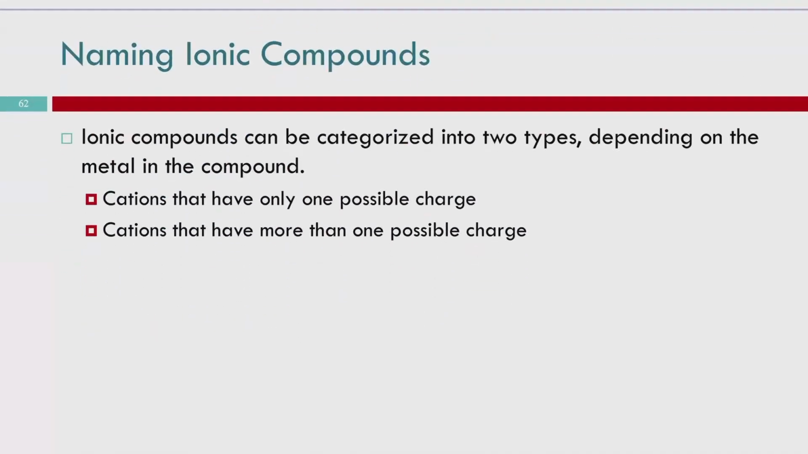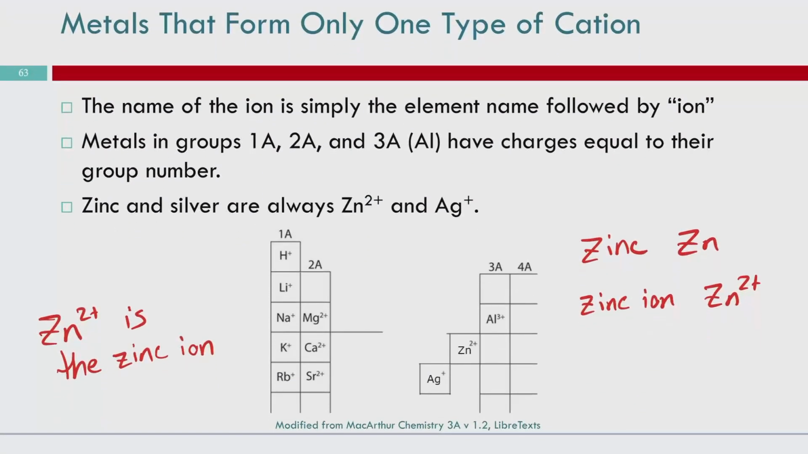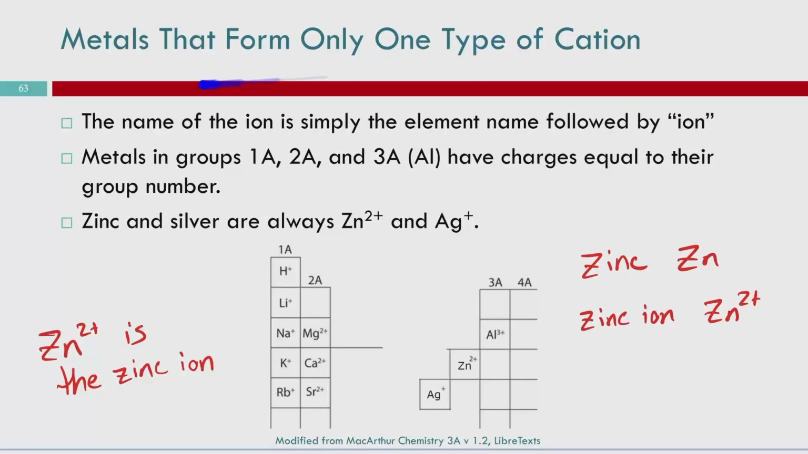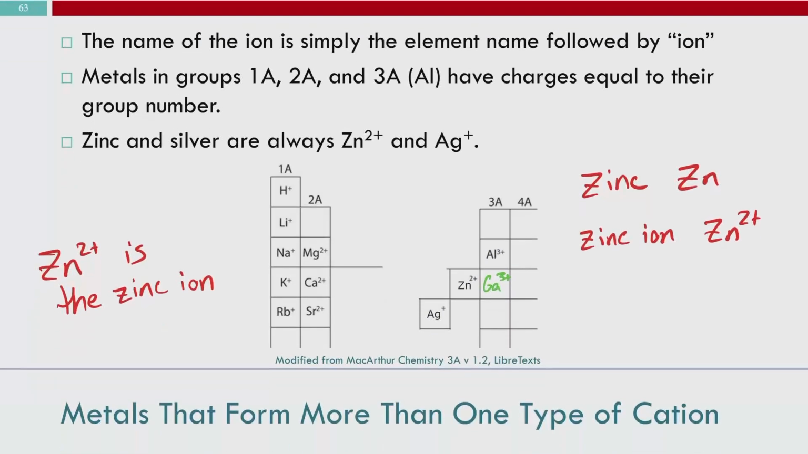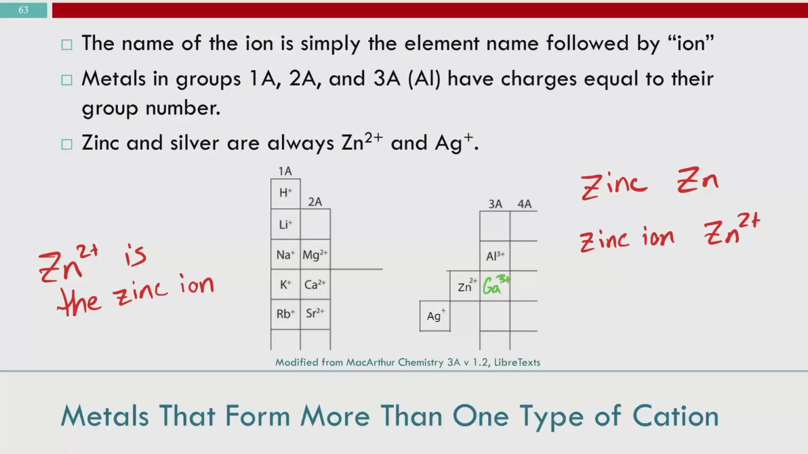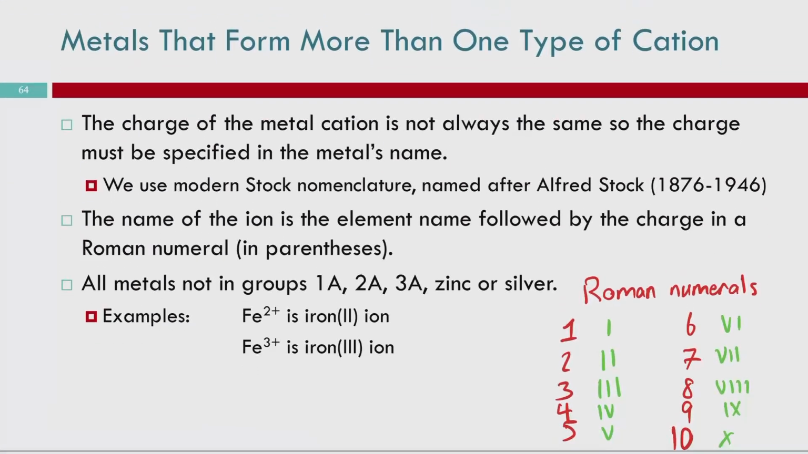Okay, so if we've got an ionic compound, we're going to have cations and anions. We've got metals that form only one type of cation. This is, generally speaking, the ones that are shown here. So anything in our 1A, 2A, 3A groups, as well as zinc and silver, those are all going to always, every single time, 100% of the time, have the same charge, except for hydrogen, because it can also be hydride. But the rest of them, that's the case.